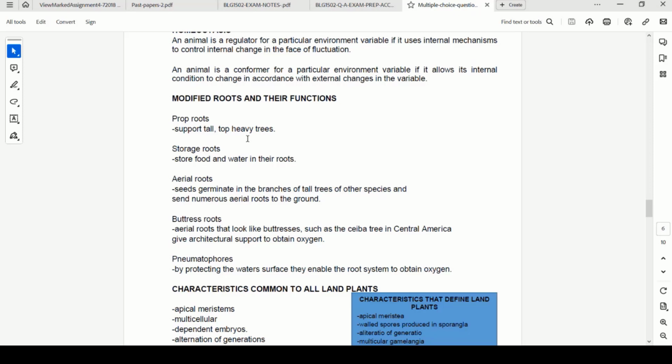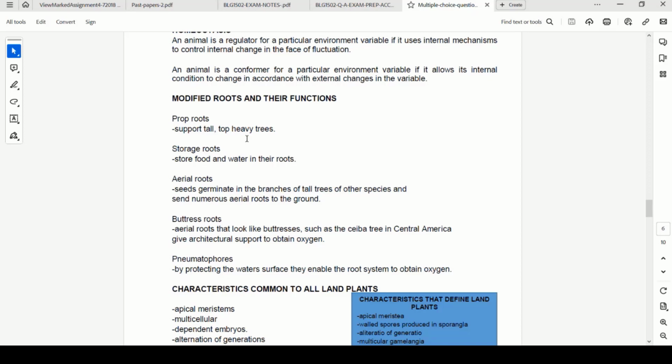When you get a hold of this, please go through it and make sure that you know the types of modified roots, so that if they give you the function of supporting tall, top-heavy trees and ask whether it is prop roots, storage roots, aerial roots, buttress roots, or pneumatophores, you will be able to indicate the right one. Prop roots support tall, top-heavy trees.